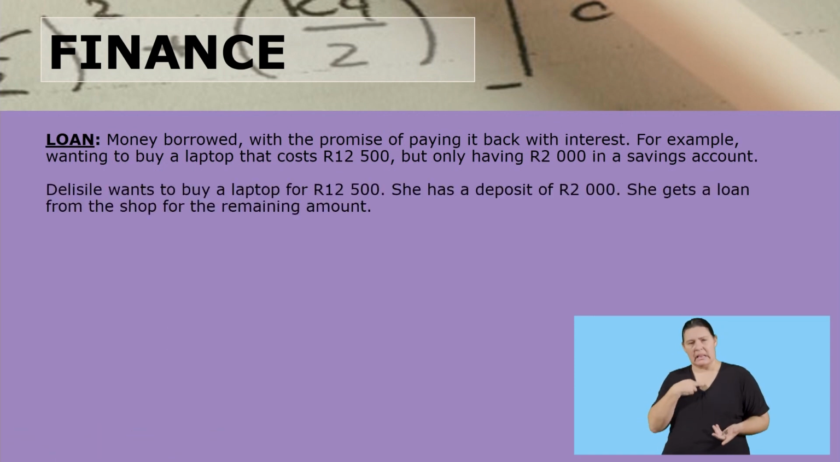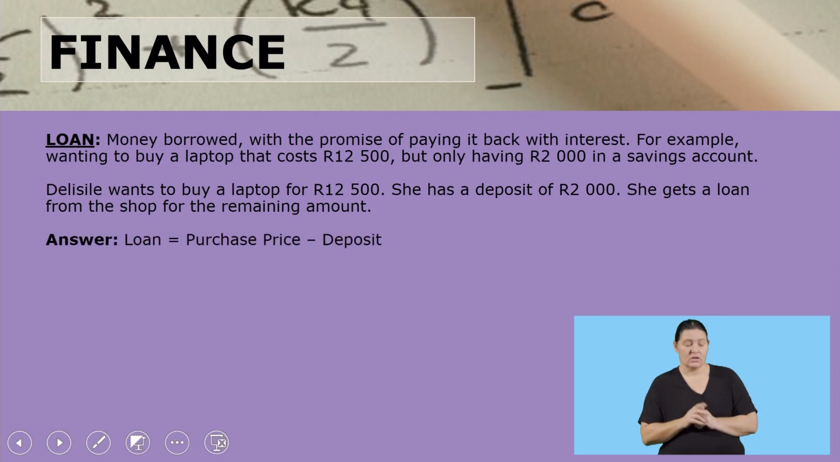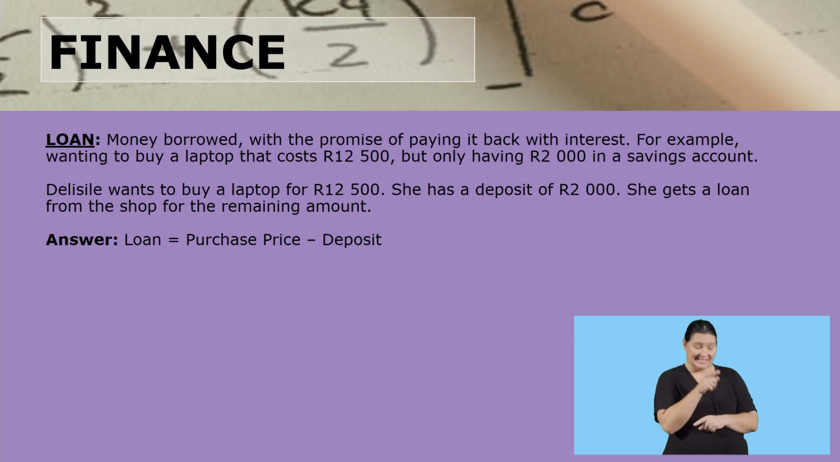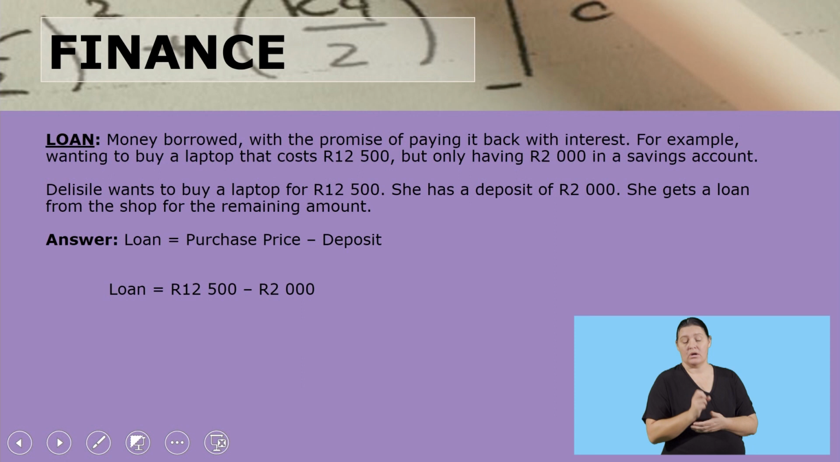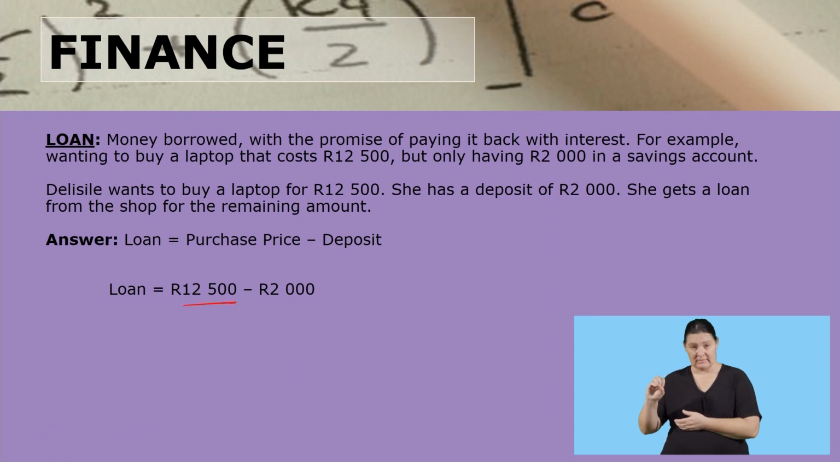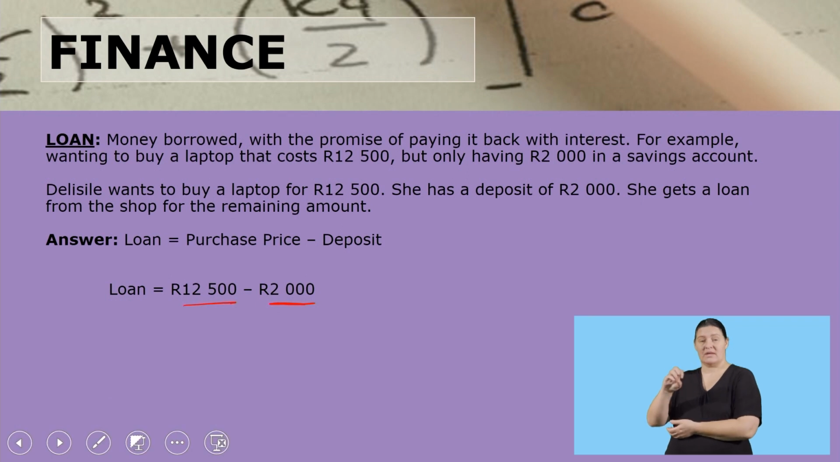Let's see. Delisile wants to buy a laptop for 12,500 rands. She has a deposit of 2,000 rands. She gets a loan from the shop for the remaining amount. So we now need to calculate how much this loan was that Delisile got. So the purchase price of this laptop is 12,500 rands. But she already has 2,000 rands in her account. So how much is the loan that she has borrowed here?